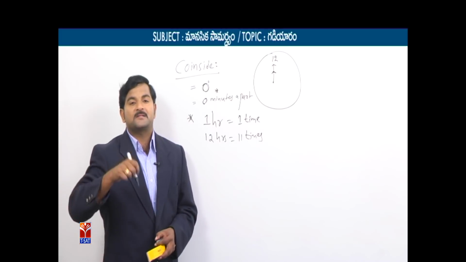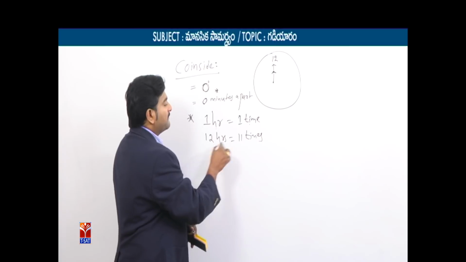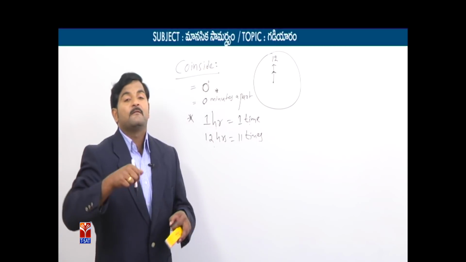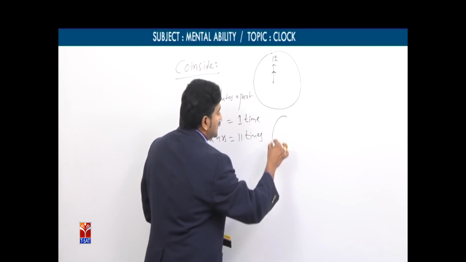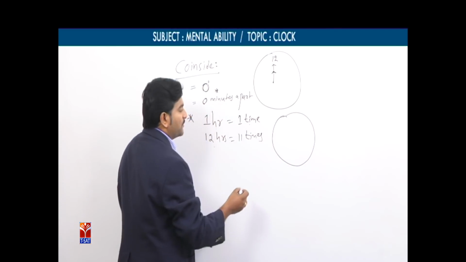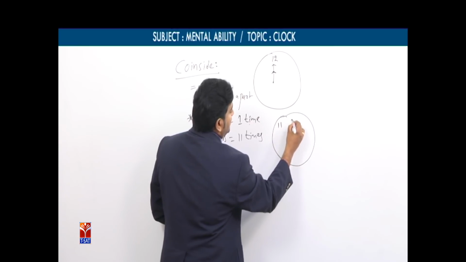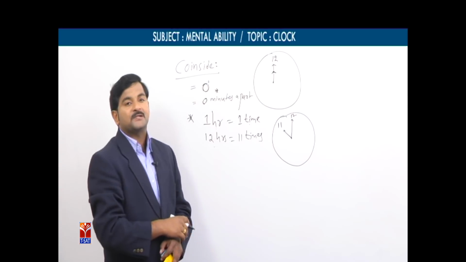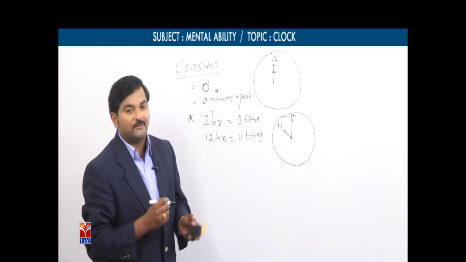You may ask the question, for 1 hour it is one time, but for 12 hours it could be 12 times, then why is it only 11 times? I can give you a counter example. Just focus, students. For example, let's say now the time is 11 o'clock. At 11 o'clock, the minutes hand is at 12 and the hours hand is at 11.